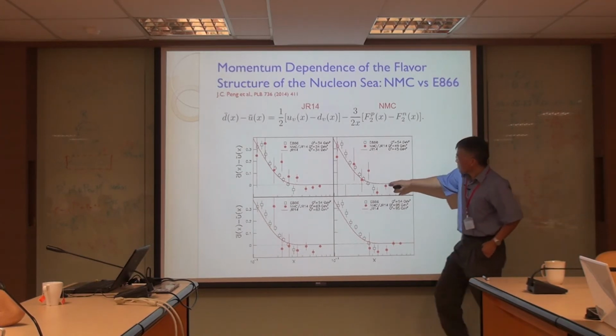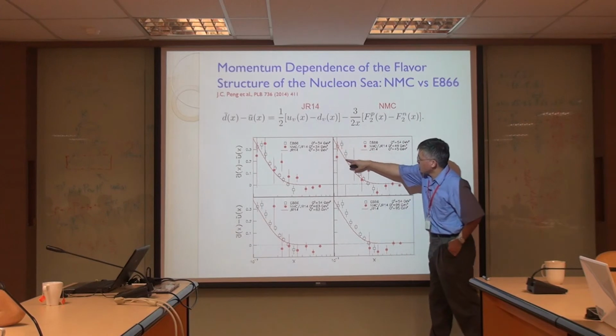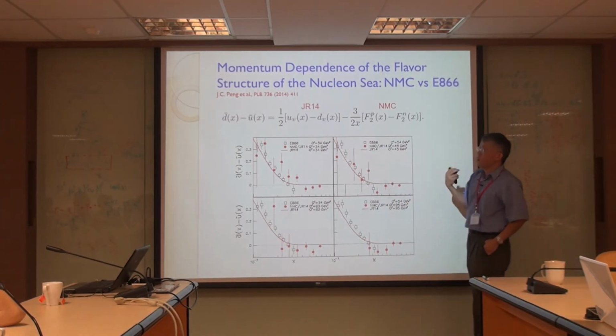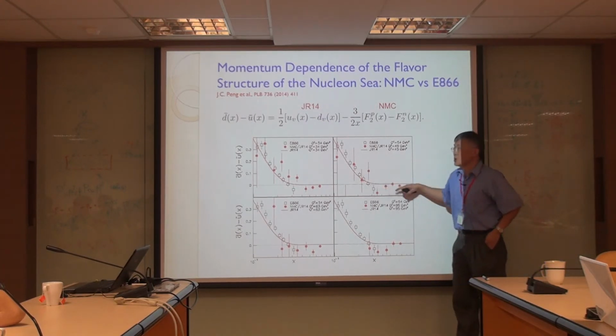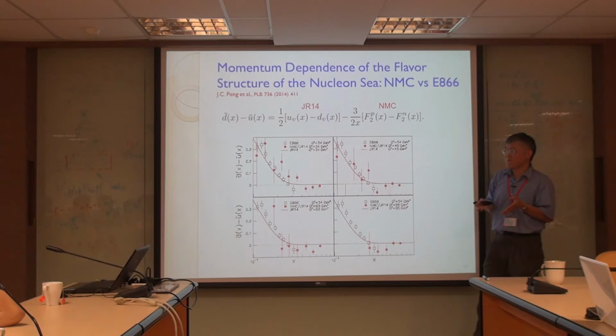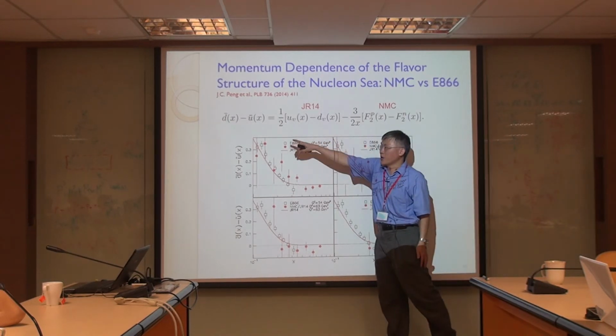Sorry, the reason we want to draw this JR14 is to try to avoid confusion, because maybe inside this PDF, this turnover is already built in. That would affect the extraction here.